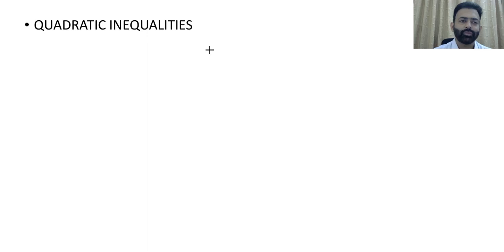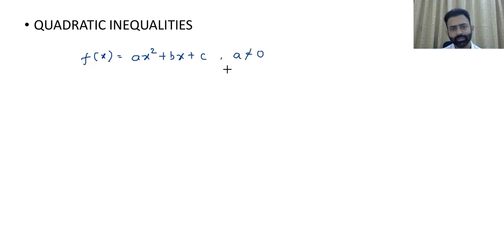Now, the third type of inequality is quadratic inequalities. As you know, if any function f(x) is given to you like this, ax square plus bx plus c, where a is not equal to 0. Okay, this is the complete definition of a quadratic expression or function: this coefficient should not be equal to 0, then we say that this is a quadratic expression or quadratic function, right?